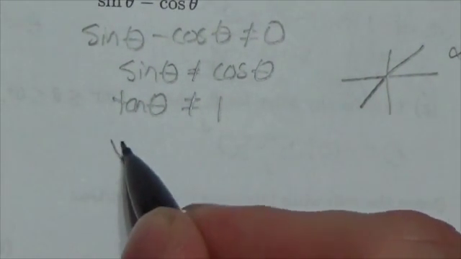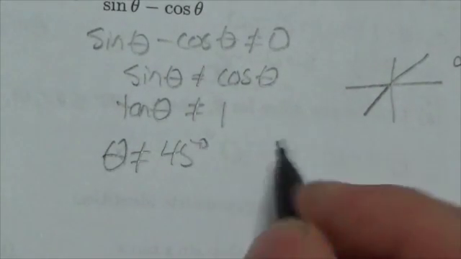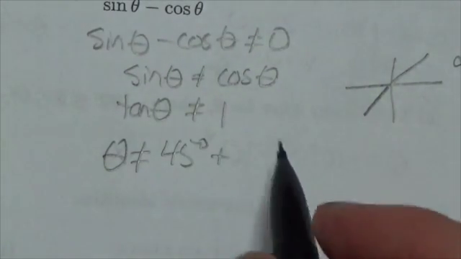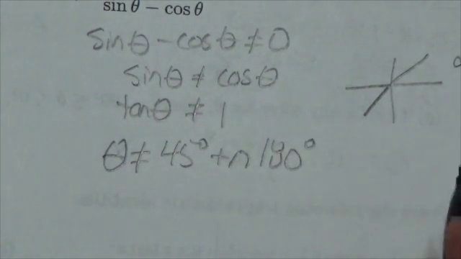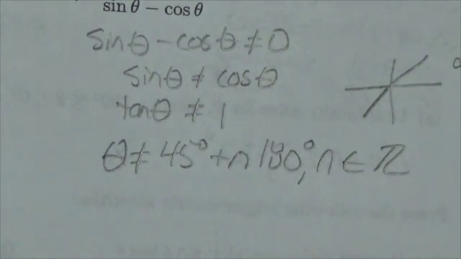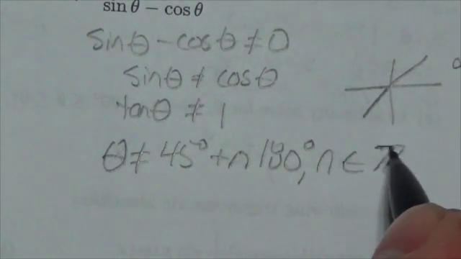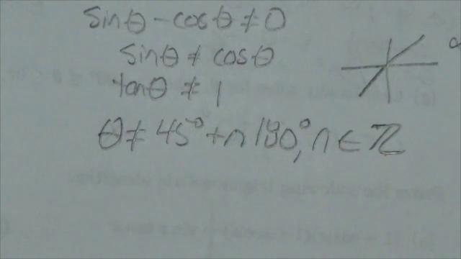So I can summarize my answer quite quickly. To be consistent, I really should do this with theta. Theta cannot be allowed to equal 45 degrees, and I'm also going to exclude any multiple of 180 that we add or subtract to that, where n is an element of the integers. Again, I use Z for integers, because that really is the more widely accepted symbol for integers. So that's the restriction in this particular problem.